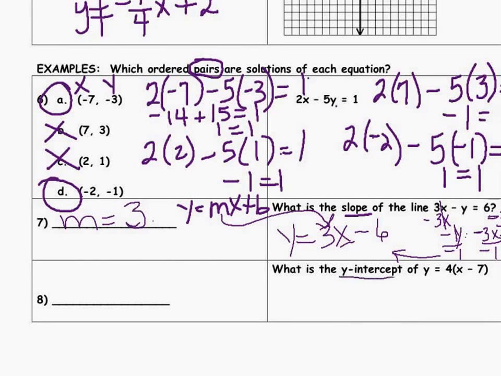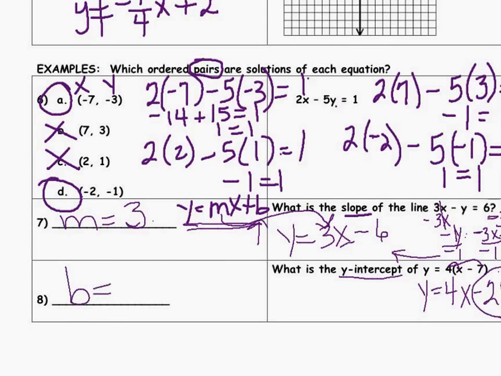Another question they may ask you is, what's the y-intercept? Well, if it's in y equals mx+b form, the y-intercept is going to be the b part. So all we have to do is get this equation into y equals mx+b form. So I'm going to look at this and say, okay, I think I'll distribute this 4, and that's going to get this in the correct form. Now that I have it in the correct form, this number at the back is my b, so that is going to be my y-intercept.